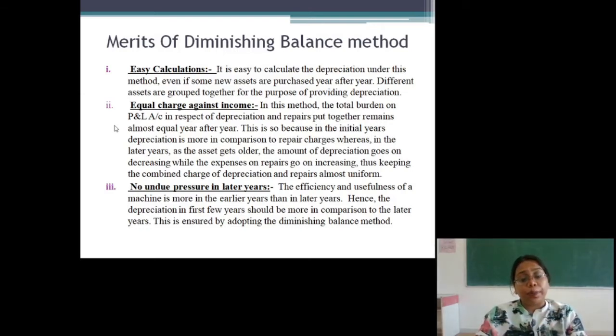Next is no undue pressure in later years. The efficiency and the usefulness of a machine is more in the earlier years than in the later years.